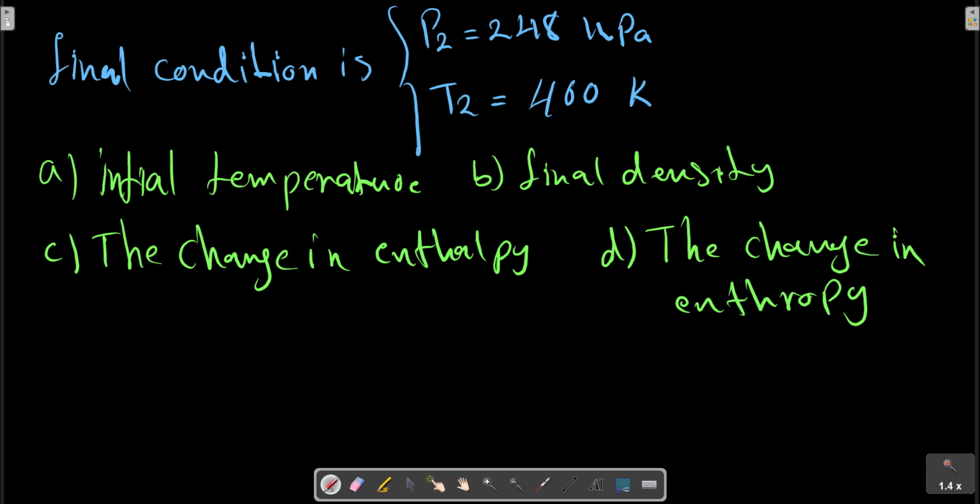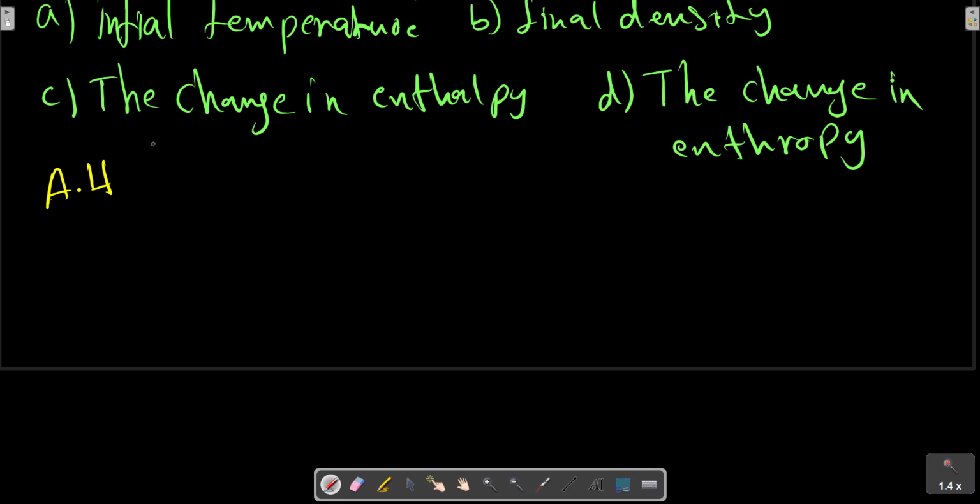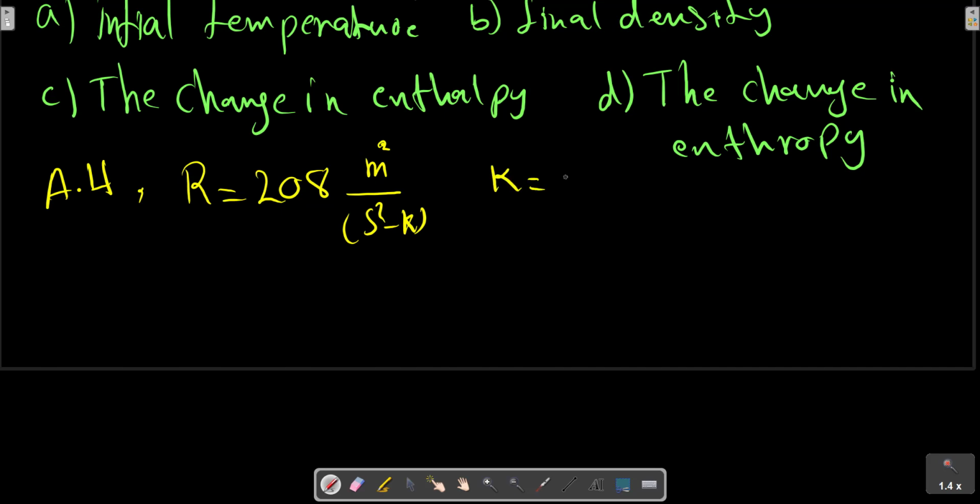So we can extract the argon properties from table A4, the appendix with these properties, which are R equals 208 meters squared per second squared Kelvin, and K equals the specific heat ratio, 1.67.